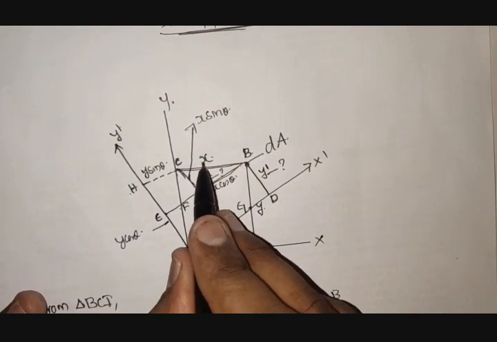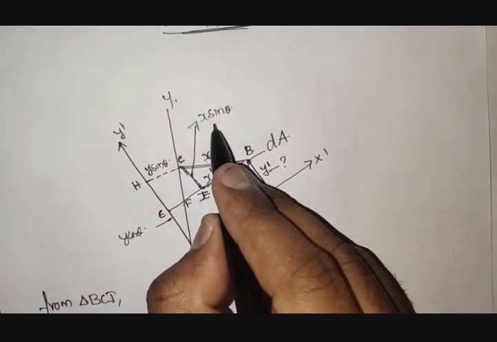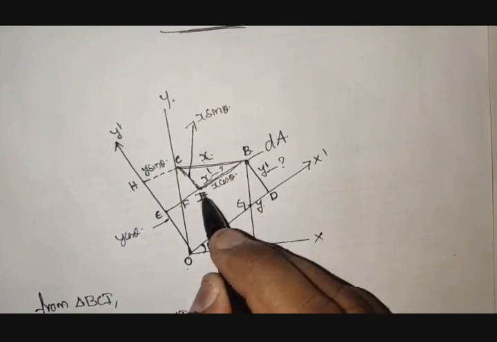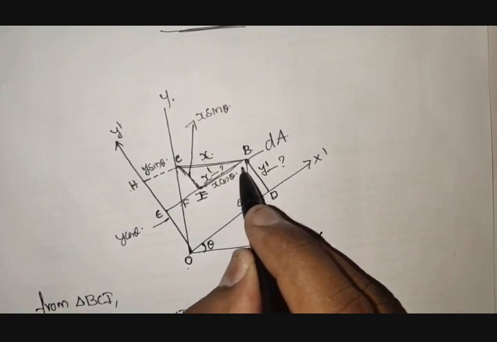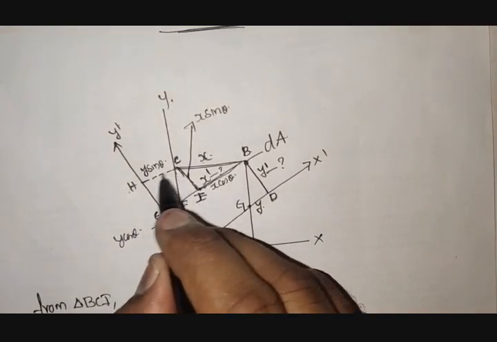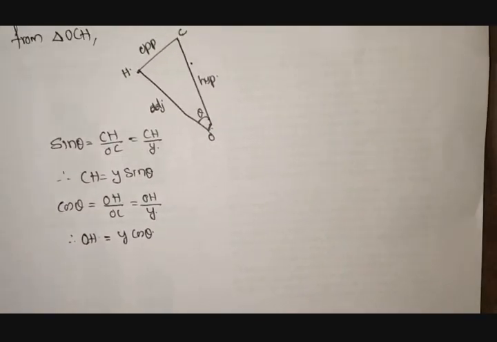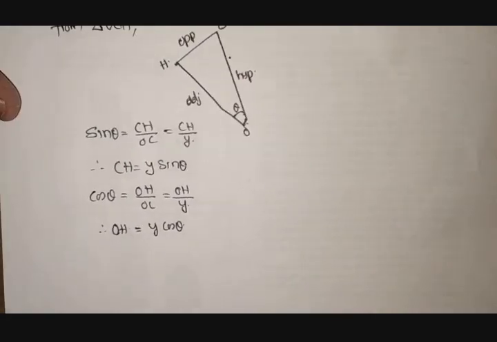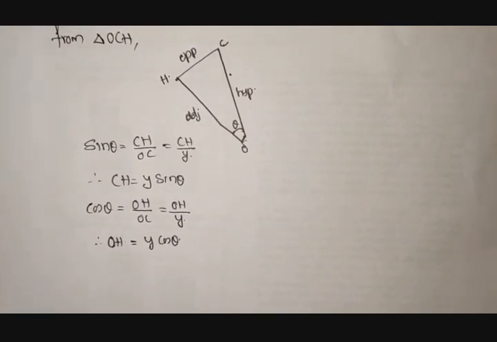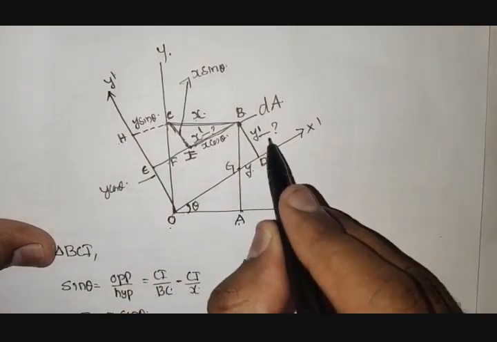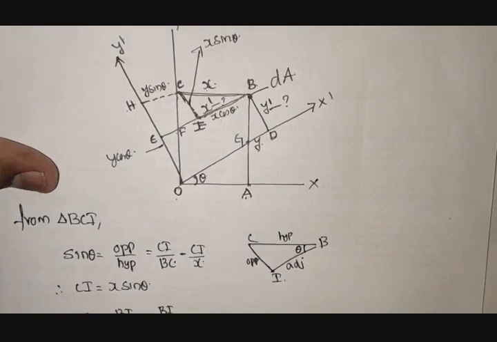So the value of X we have found, that is X sin theta, and the value of BI we have found, that is X cos theta, and similarly OH is Y cos theta and CH is Y sin theta. Now we will find out the values of X dash and similarly Y dash. The new axis X dash and Y dash values we have to find out. So this is X dash and this is Y dash.